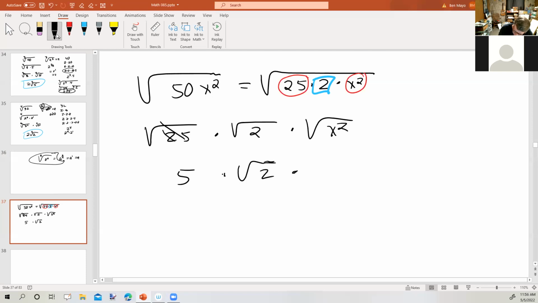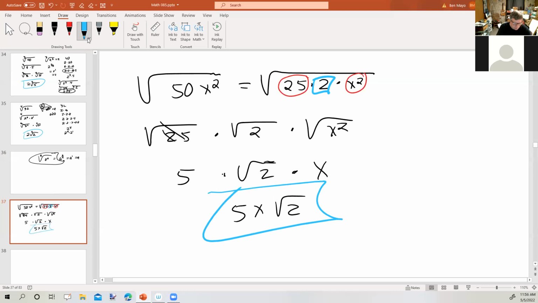The square root of 2 is still the square root of 2. The square root of x squared is x. Putting all the non-radical stuff together, I get 5x times the square root of 2. There's my final answer. Any questions about that?